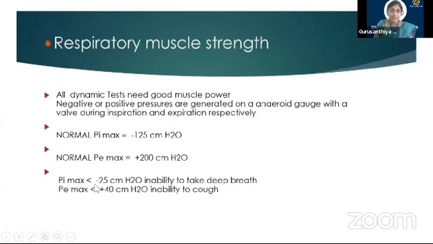If the PI max is less than 25 centimeters of water, there is going to be an inability to take a deep breath. We always learn this in theory, right? When the peak negative inspiratory airway pressure is minus 20 to minus 30 centimeters, then you can reverse the patient. That is the peak pressure we are talking about, so that the muscle power is adequate. And the peak expiratory pressure is somewhere around 40 centimeters of water. If it is less, then the patient is not going to cough and you are going to land up in postoperative pulmonary complications.